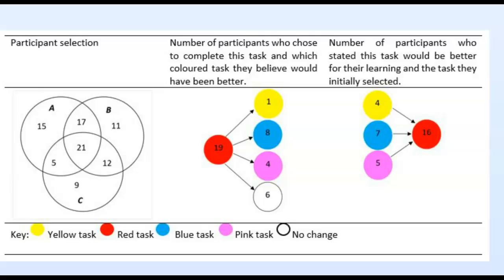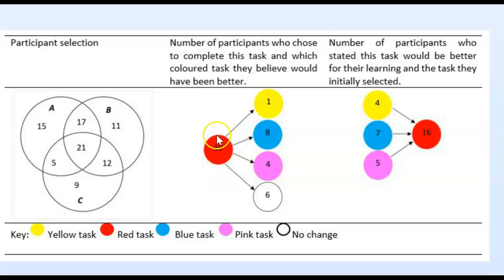So I can talk here about what the A, B and C mean. A, achievable, B, beneficial and C, challenging, and how I talk to students about that. Basically in this Venn diagram, 21 students thought the red task was achievable, beneficial and challenging, and how I encouraged students to choose tasks that were all 3.